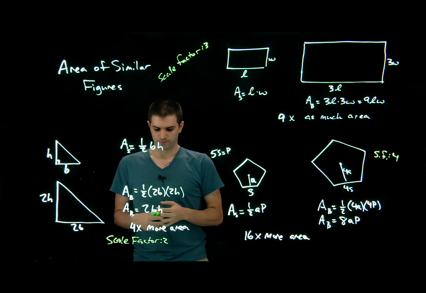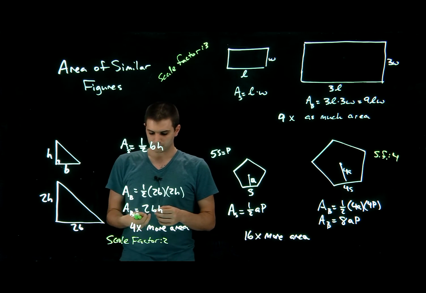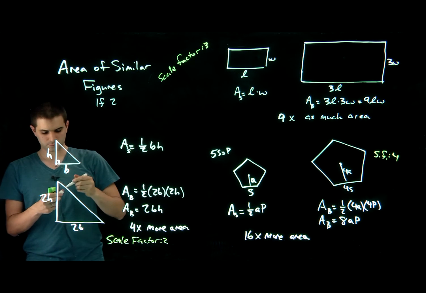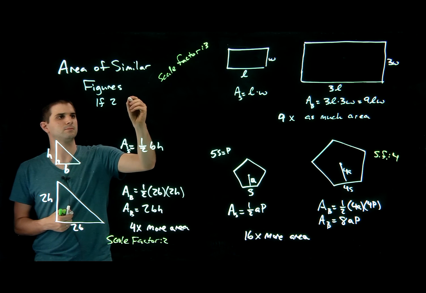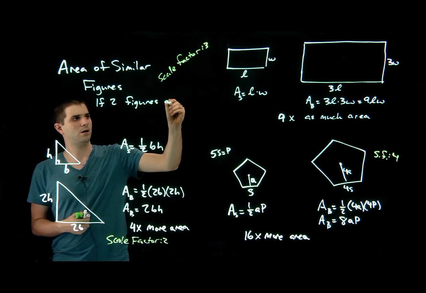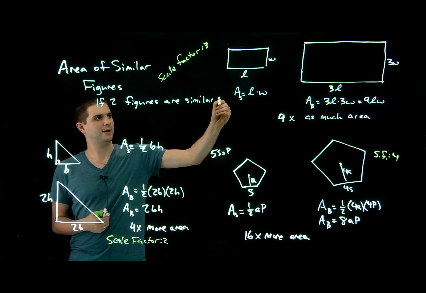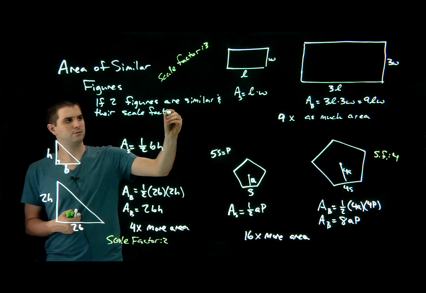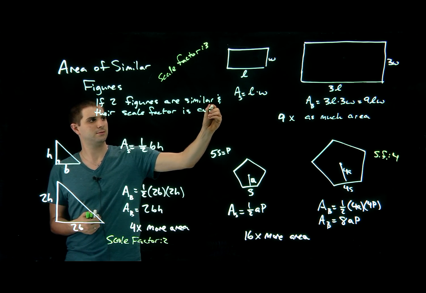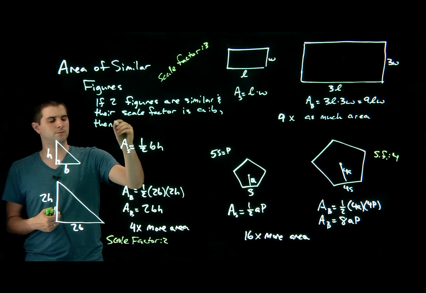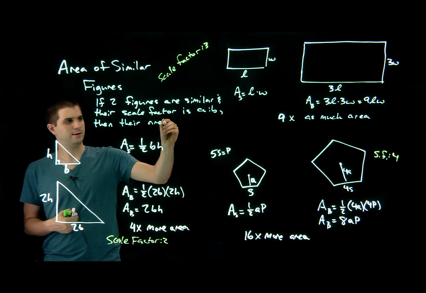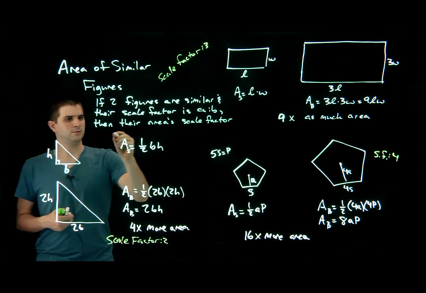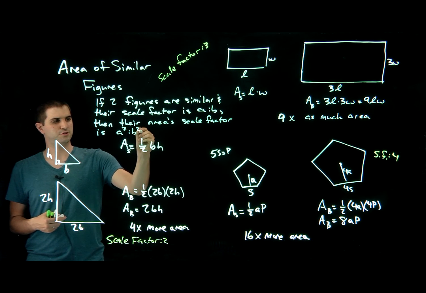In other words, for the area of similar figures: if 2 figures are similar, and their scale factor is A to B, then their areas' scale factor is A squared to B squared.